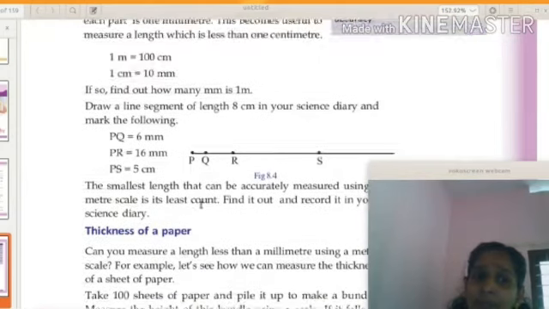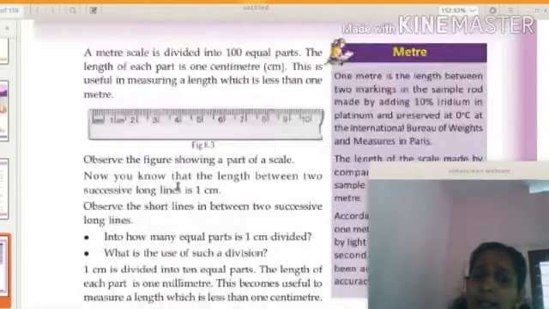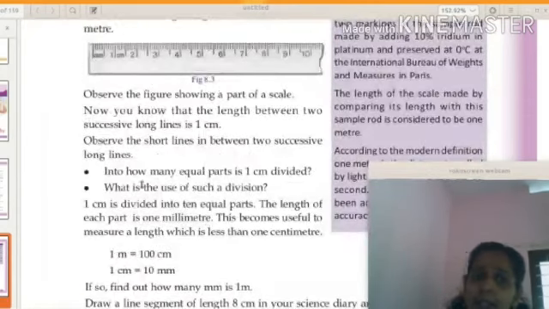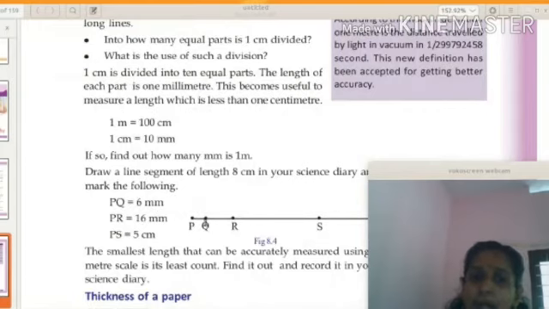So, in these lines, we had to mark PQ as 6 millimeter. Here, up to this, how many small lines are there? Yes, 5 lines. Here also another 1 line. Up to this, 6 millimeter. I think you can mark in this line PQ, that is equal to 6 millimeter.